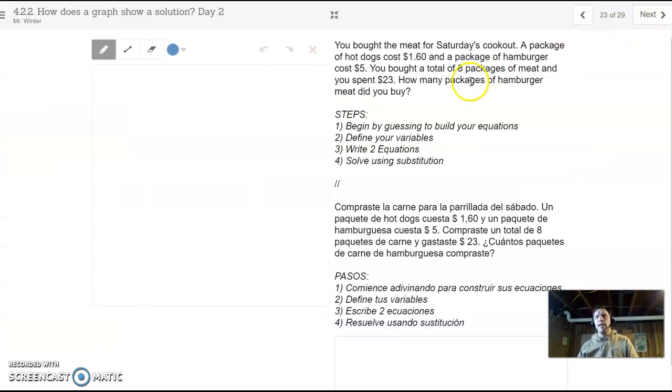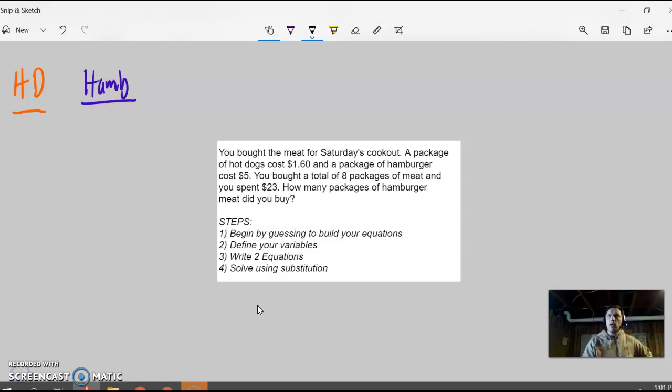All right, try this one on your own. Go to slide 23, pause this, and take some time to try to figure this out. Guess, check, generalize, define your variables, write two equations, and solve using substitution. I'll be back in a second. So here we are in this question. Hopefully you guessed it, you figured it out. If you did, skip ahead, look at the next slides, and see if you have it right.